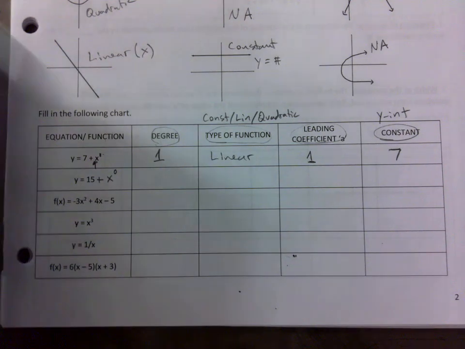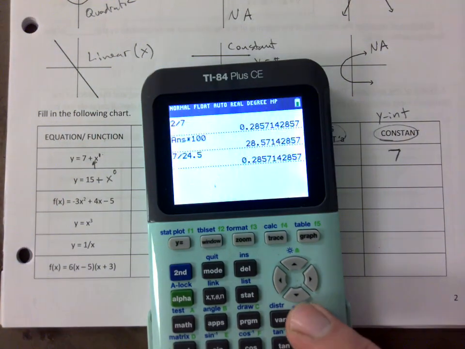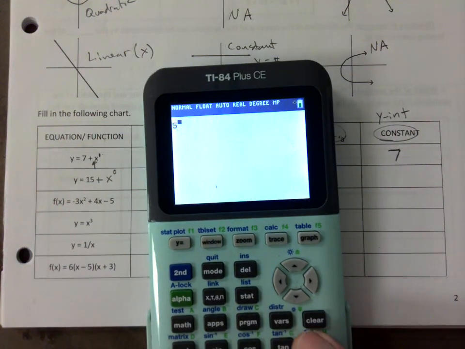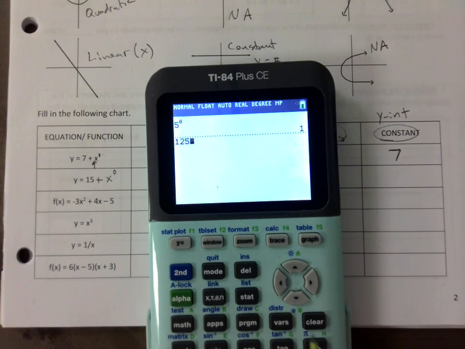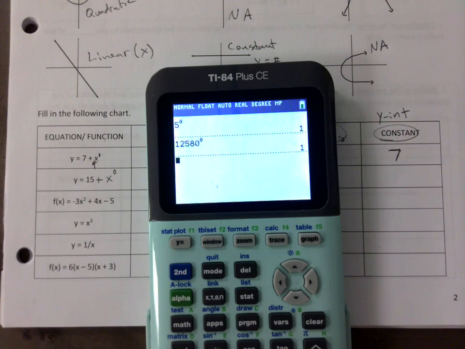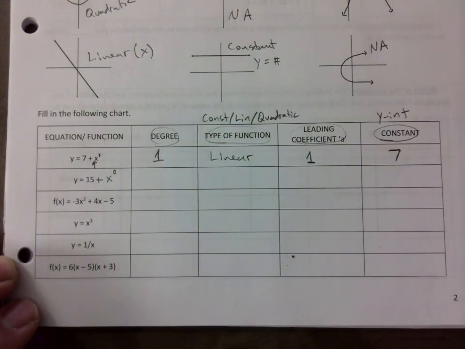And if you forget, you grab your calculator, you try it, right? 5 to the power of 0. It's 1, right? That number to the power of 0, it's still 1. So anything to the power of 0 is always 1.